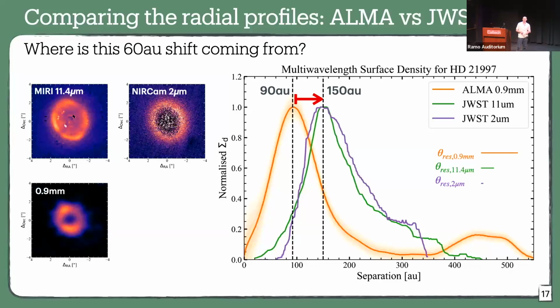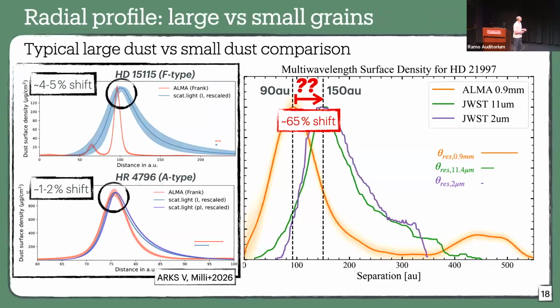And if we recall my introductory slides on dust dynamics, we know that our small grains are expected to be shifted outwards compared to our large grains. However, here on the left, I'm showing you two examples of what this typical shift between our large grains and small grains should look like. And this is just typically a few percent, and it's quite different compared to our large 65% shift. So the first question is, what is going on here?